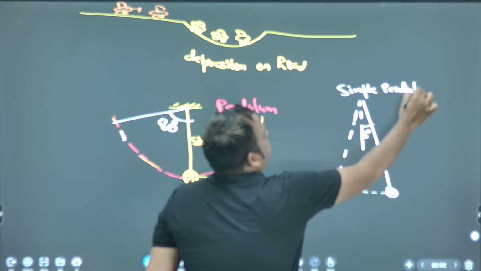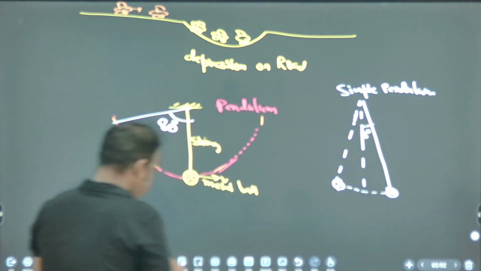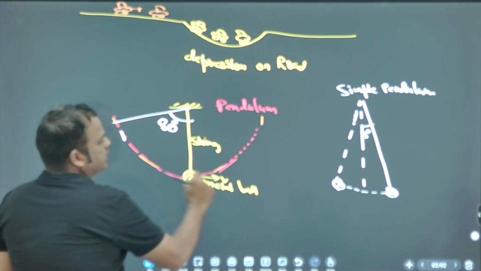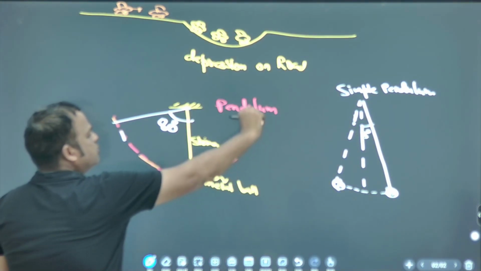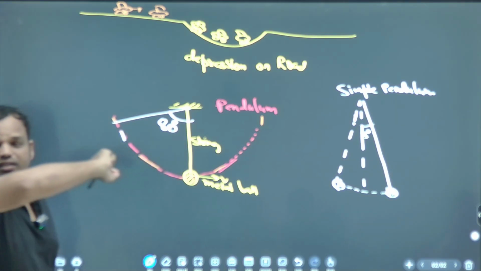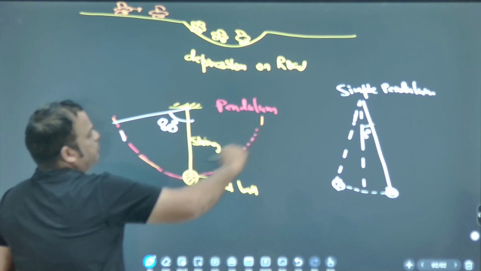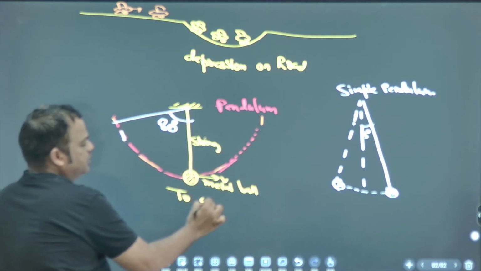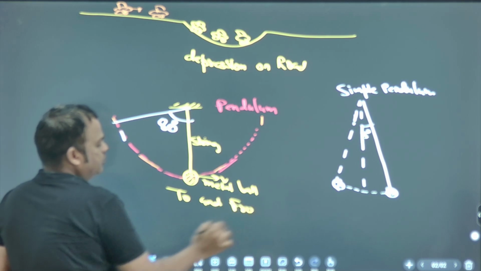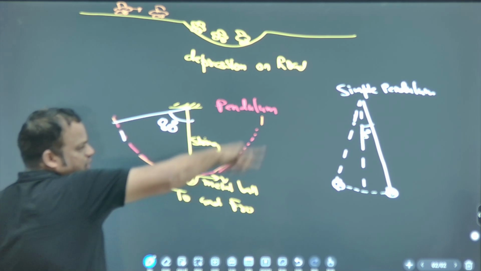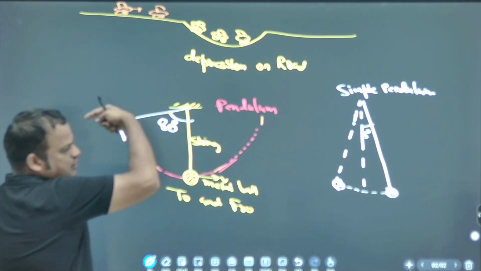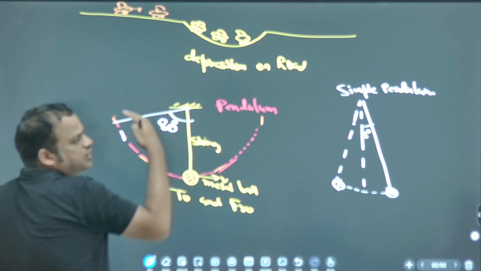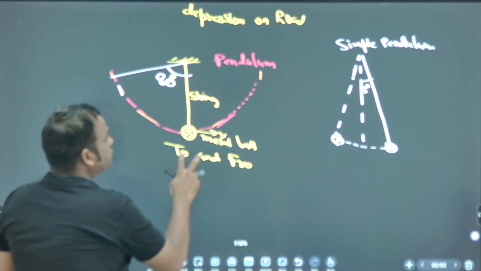So simple pendulum. What type of motion is it doing? Tell me. Circle, correct? It is doing circular motion. Is it doing a complete circle? No, part of the circle. Very good. Part of the circle. This is to and fro motion. To and fro means coming back also. Going, coming back. Going, coming back. Repeating. Okay, clear? So that is also circular motion only.